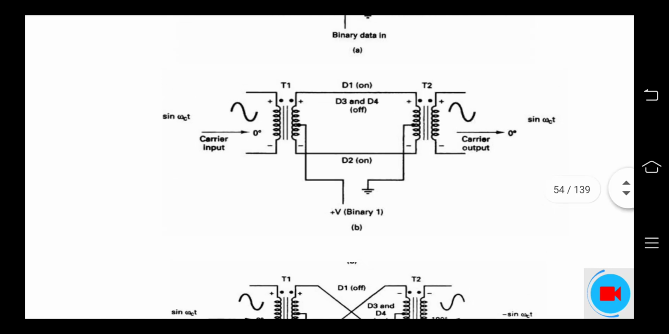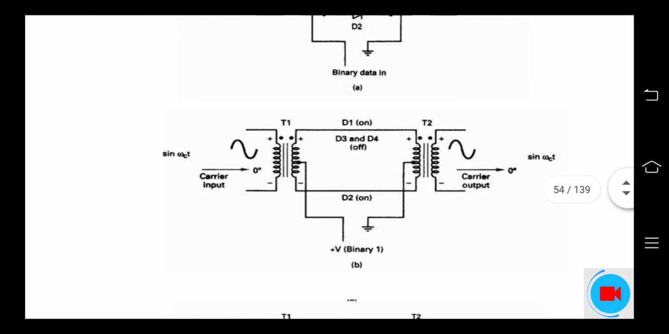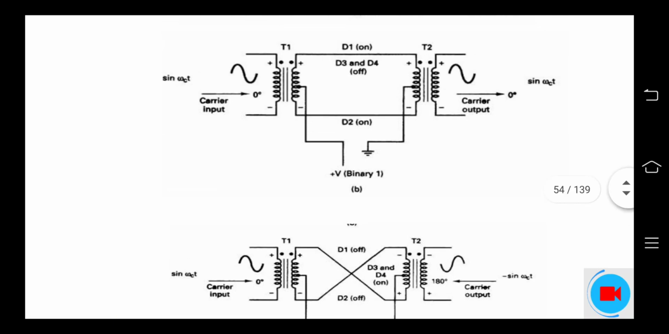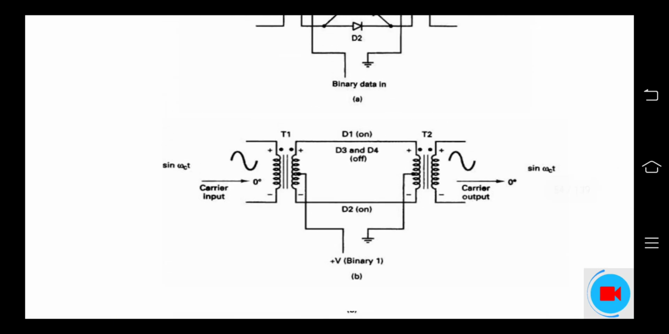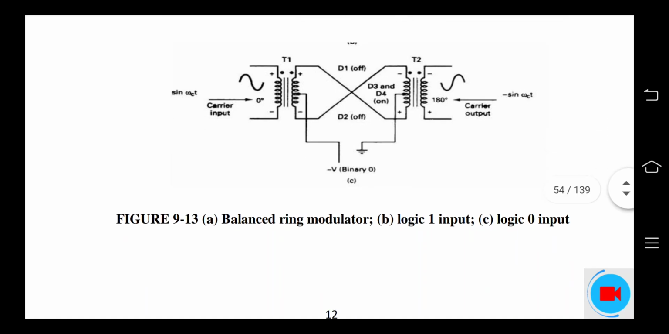Which condition? Here, simply, if the input logic is 0, D1, D2 are reverse biased, that is, D1, D2 are in the off condition. So the input is 0 here, the input is logic 1 here, and the input is 0 here. These are the two conditions showing how the diodes D1, D2 and D3, D4 perform. This is simply the balanced ring modulator for logic 1 and logic 0.